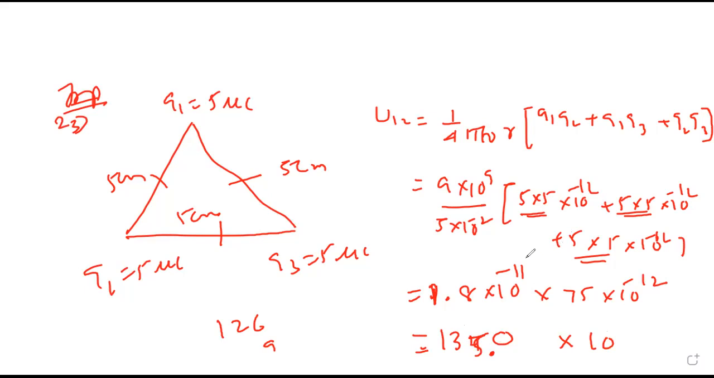Minus 6, minus 6. 5 microcoulomb, electrostatic potential energy is how much? So 1 upon 4 pi epsilon divided by R, Q1 Q2, Q2 Q3. 10 raised to minus 12, this is 11. So 10 raised to minus 1, that becomes 13.5 joule. Followed? Yes, 13.5.